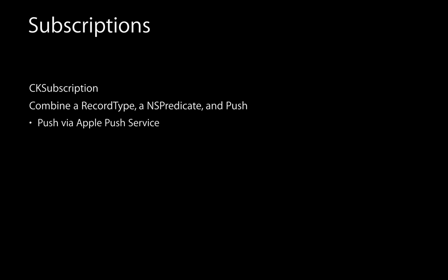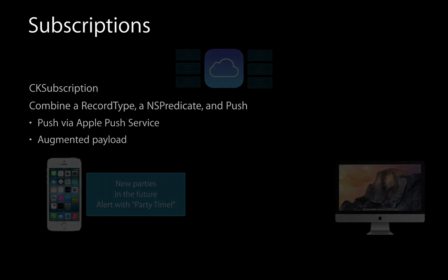So subscriptions are exposed in our API as the CKSubscription class. They combine a record type, a predicate, and push. Push is delivered via the Apple Push service. If you've used APS in the past, you're largely familiar with this, but note, CloudKit pushes are slightly augmented. They contain CloudKit-specific information about what caused the push to happen. Let's have a look at an example.